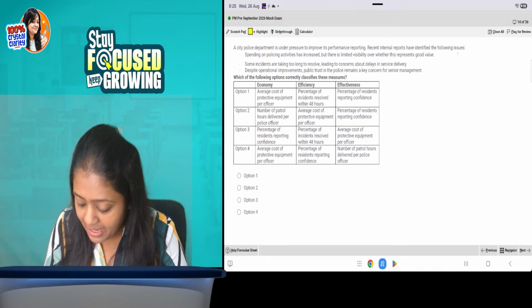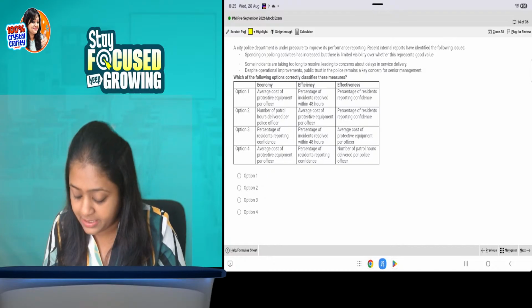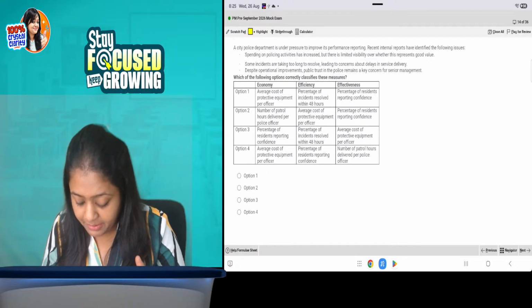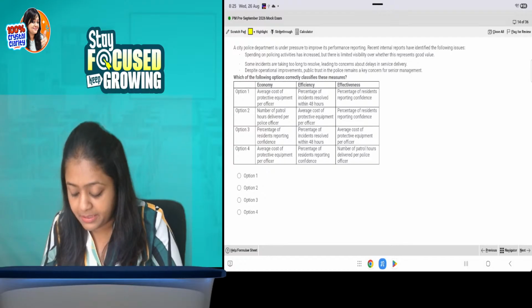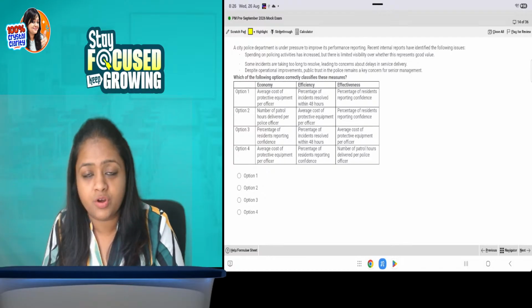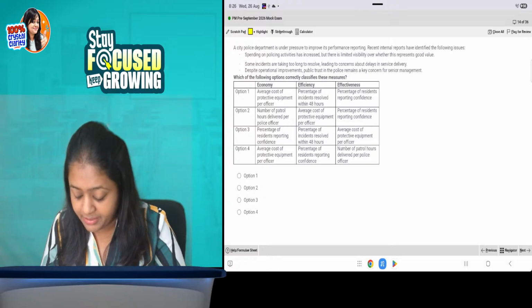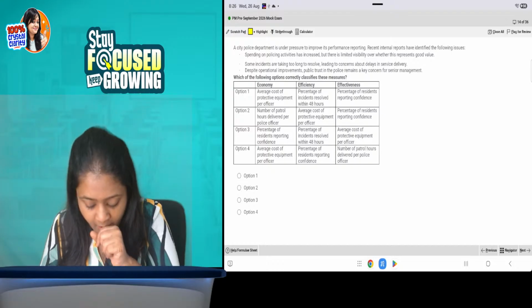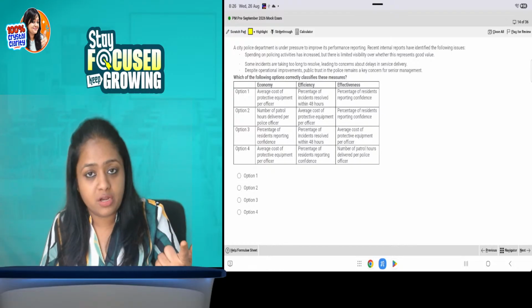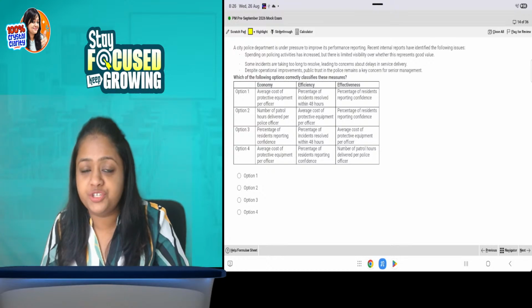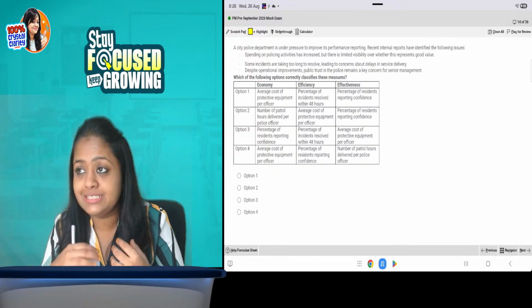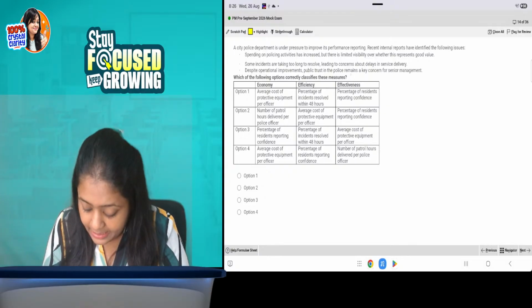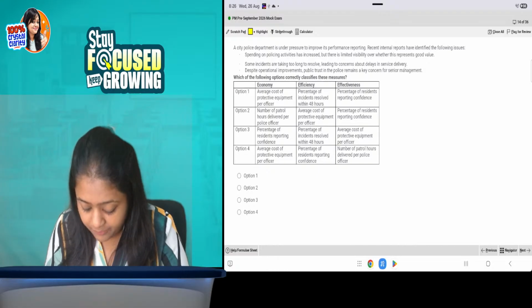Recent internal reports have identified the following issues. So what has been identified? Spending on policing activities has increased, but there is limited visibility over whether this represents good value or not. Good value is economy, right? Some incidents are taking very long to resolve. Resolution is efficiency, because efficiency means how quickly you are able to solve that case. Which is efficiency, leading to concerns about delays in service delivery.